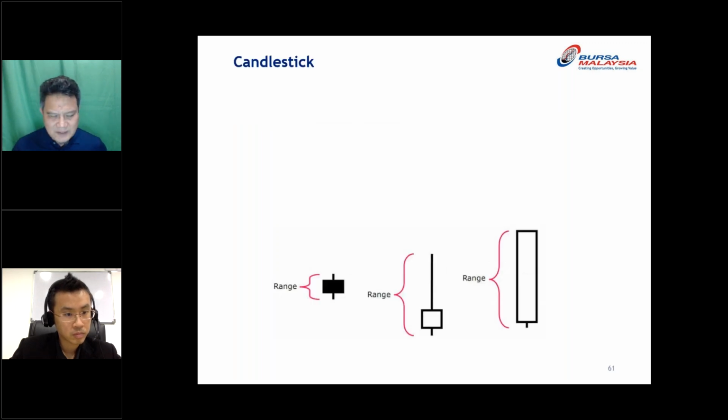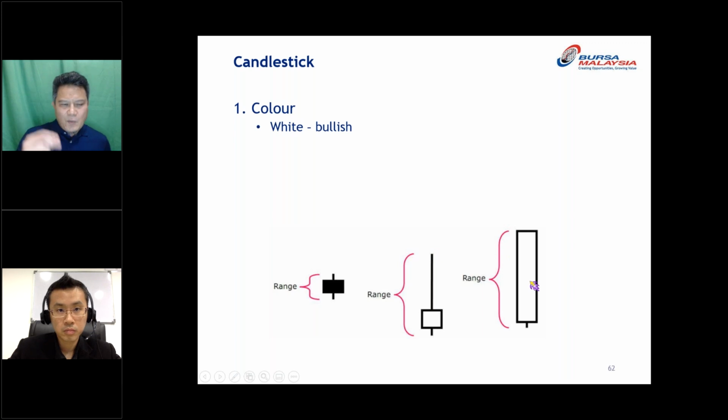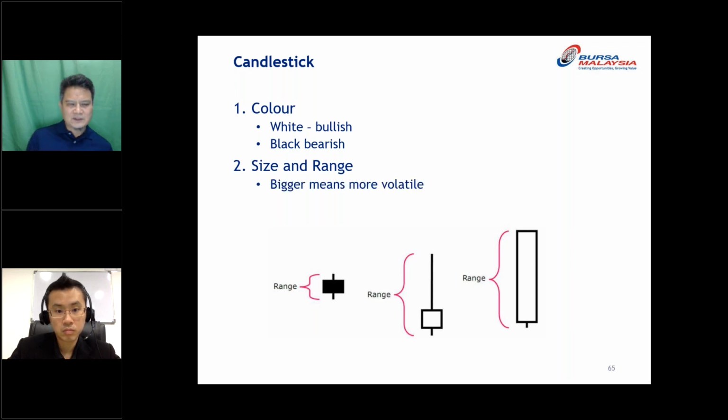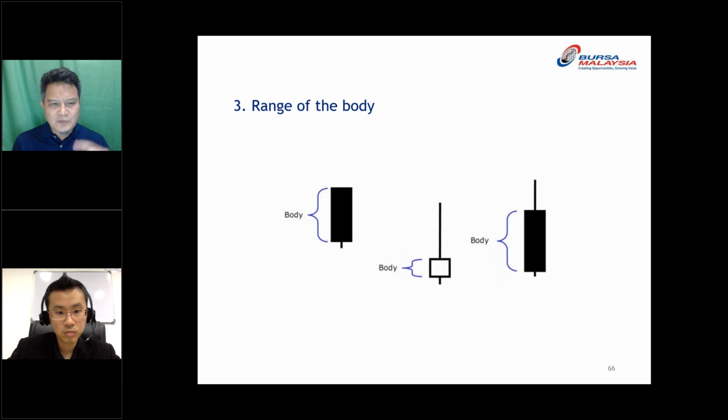For example, the first one is a small range. The next one means that the shadow is big. Then this is a big body. You see, white means bullish, black means bearish. So this is about size and range. The bigger the size, the more bullish it is. Okay, so range of the body.